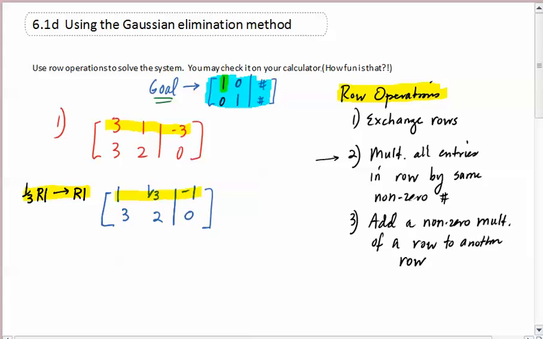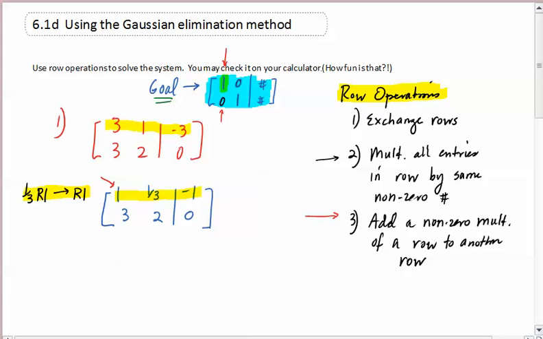Now I'm going to use this 1 to create this 0. I'm going to do it this way. I'm going to use the 1 to create a 0 in that position there on the bottom left. Here we go. What I'd like to do is temporarily make this 1 into a negative 3, and then add that whole row to the bottom row to get a new bottom row.